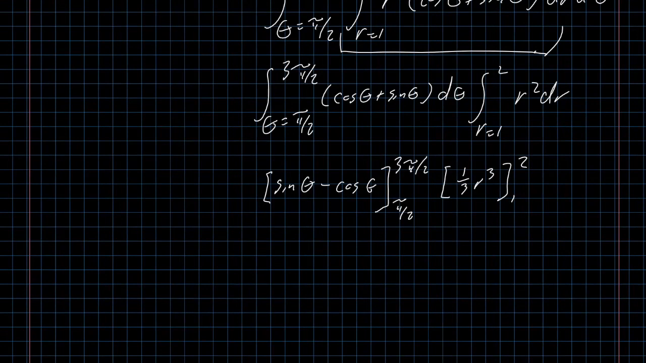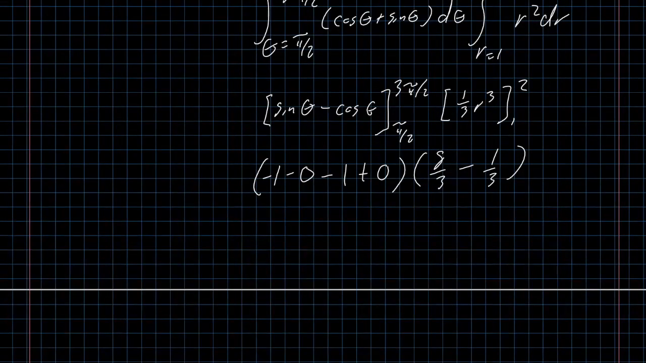Sine of 3 pi over 2 is -1. Cosine of 3 pi over 2 is 0. Sine of pi over 2 is 1. Cosine of pi over 2 is 0. Minus a minus is plus in there. 2 cubed is 8. So we have 8/3 minus 1/3 over here. It looks like we get -2 times 7/3, which is just -14/3.